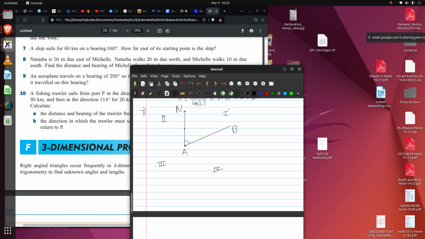How do I complete my triangle? I want to make a triangle. Or you can draw a straight line from B to the vertical line. Okay. So I got this triangle ABC. So you know what is 40 degree here?